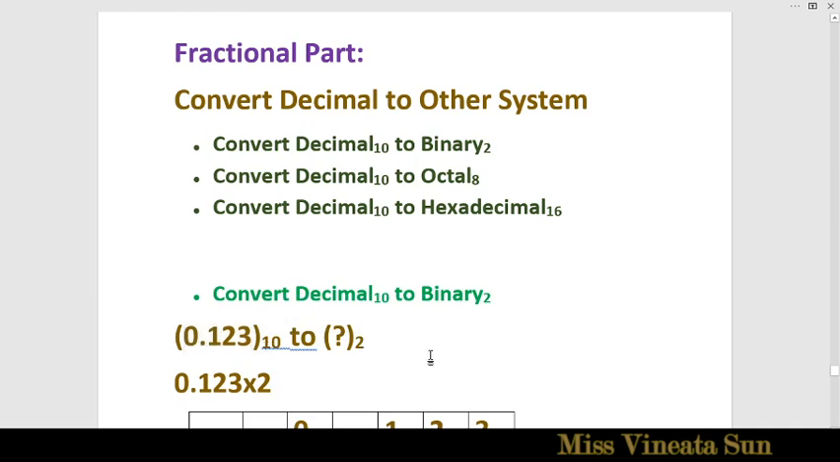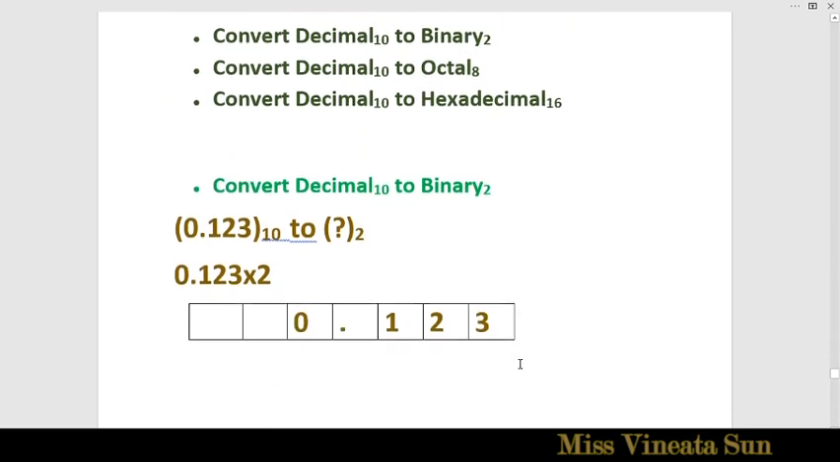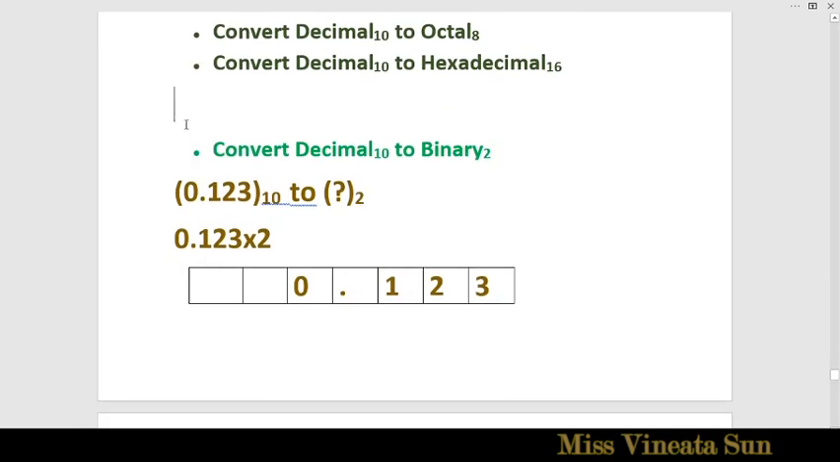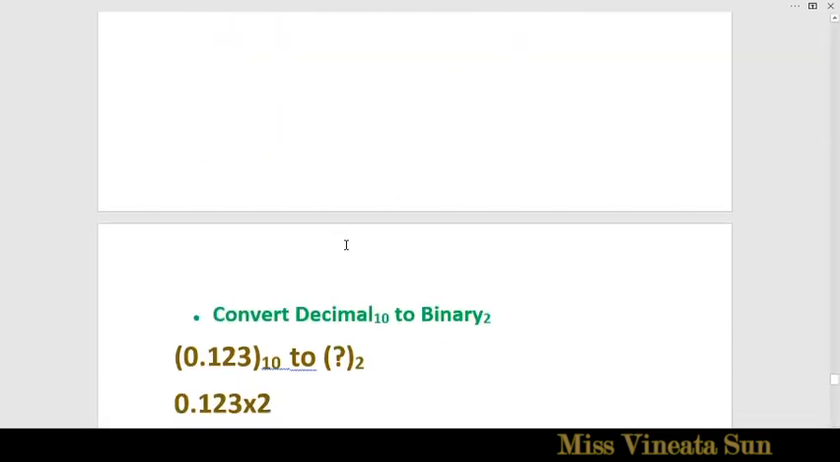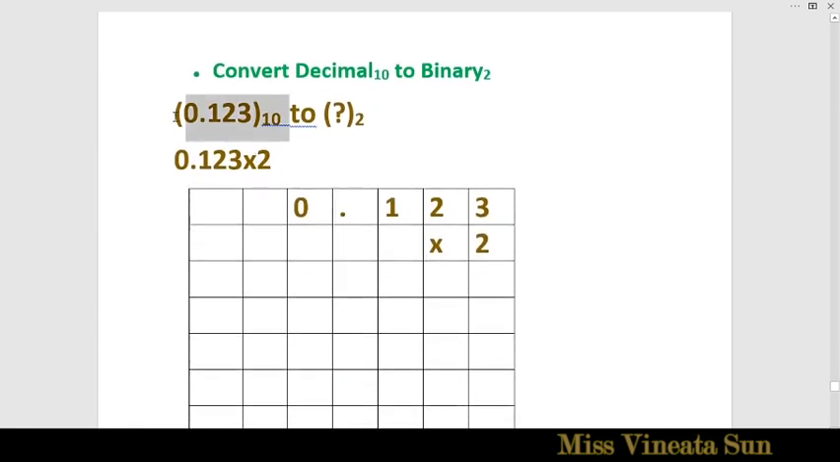Now the method here is a little different from the technique that we use up there. Here we are going to multiply, and this applies to all: to convert decimal to any other system, binary, octal, or hexadecimal, we use the same technique, but this is just for the fractional part. This is how we do it. Let me take it to the next page together. We take the decimal number like this, and then we multiply by 2. Why? Because I want to convert it to binary, so I have to multiply by 2.